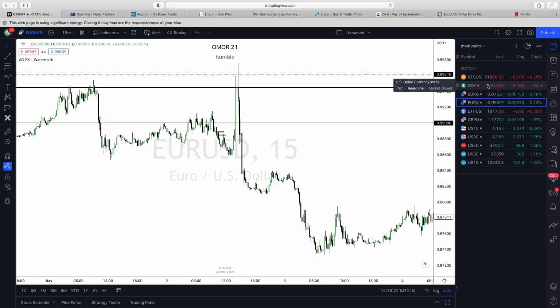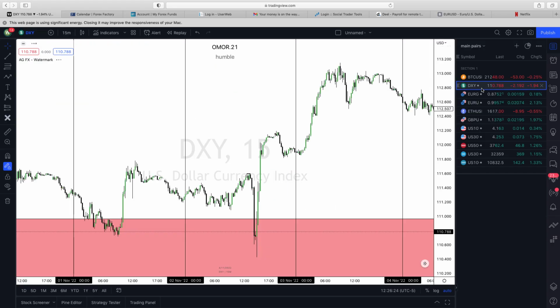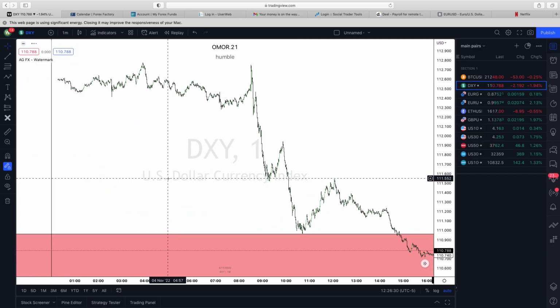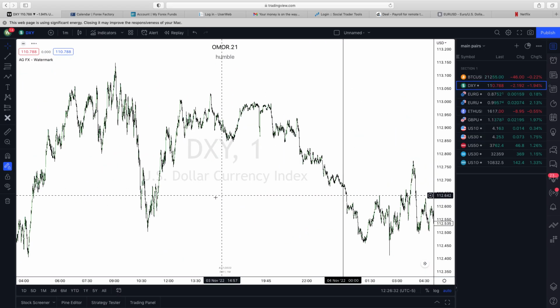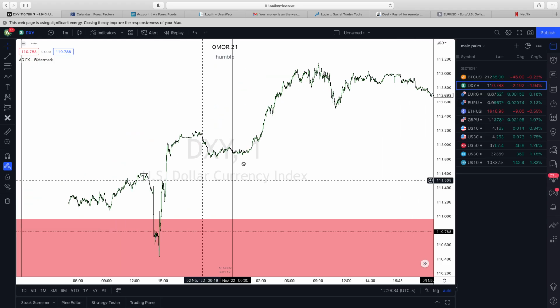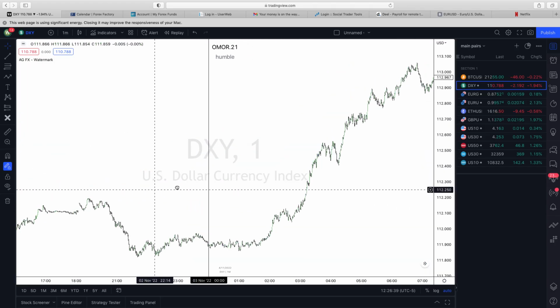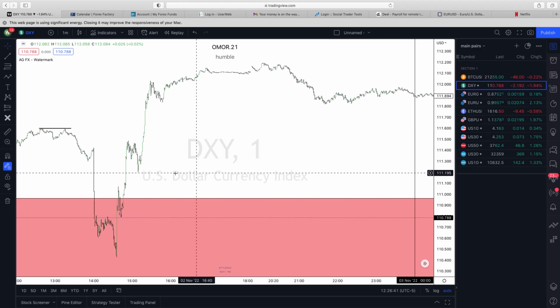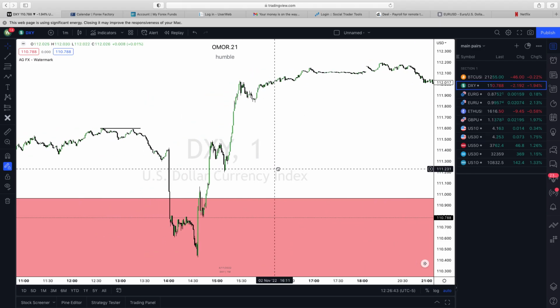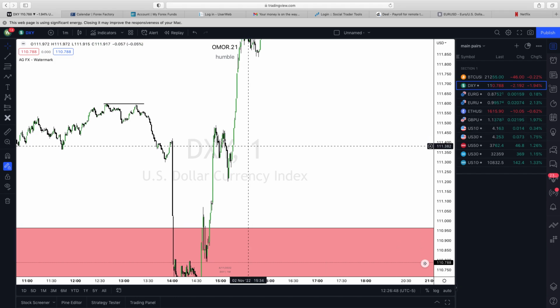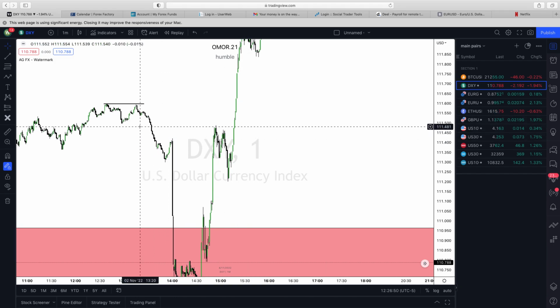Now, touching on this move, if we go to a 1 minute chart, because I know there are some people, and you may not listen to me when I say don't trade these news events. The news event was at 2.